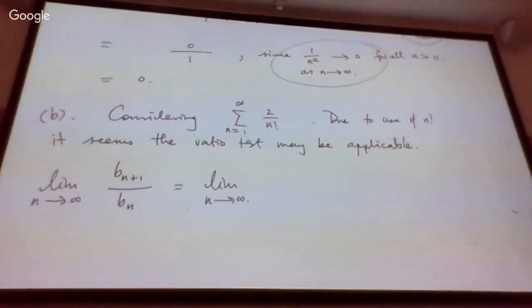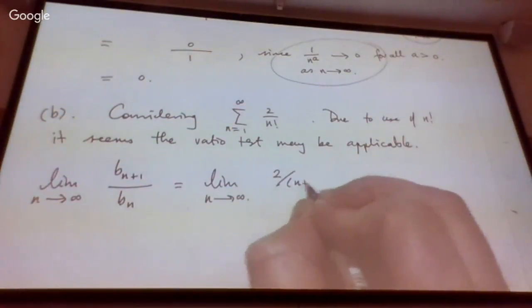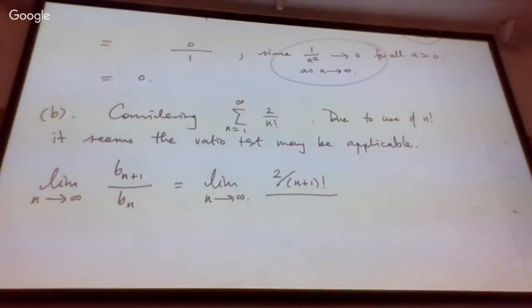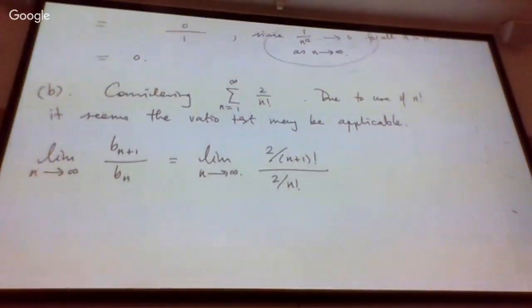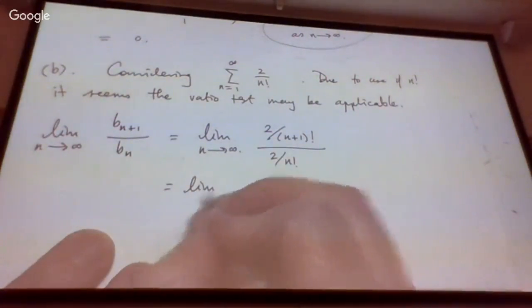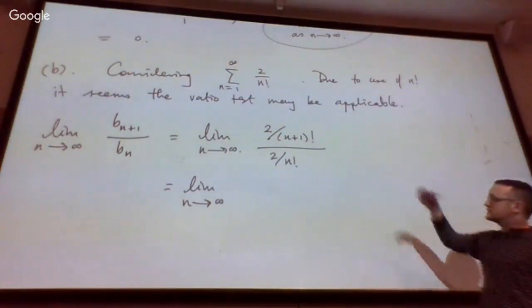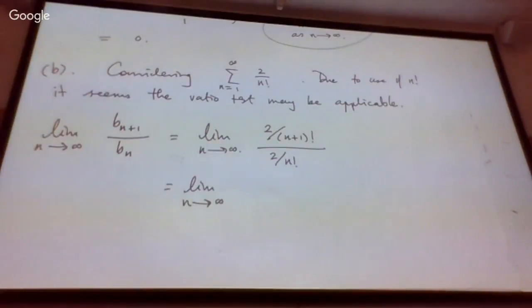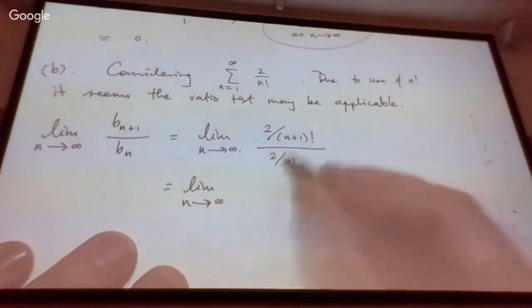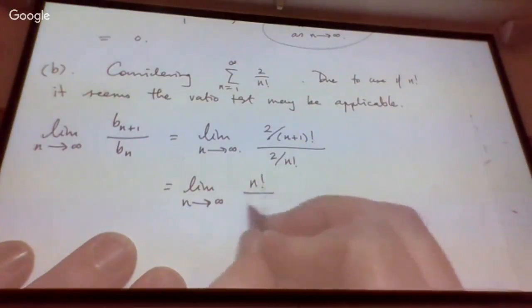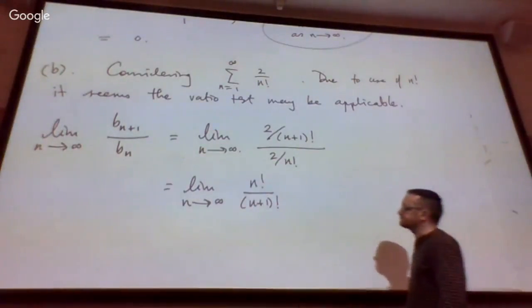Okay, so what is bn plus 1? Bn plus 1 is 2 over n plus 1 factorial. And that's divided by bn, which is 2 over n factorial. And just working with your fractions accurately, there's a factor of 2 in the numerator and denominator of the overall fraction. And then you've got a denominator in the numerator and a denominator in the denominator. So this will come to n factorial over n plus 1 factorial. Okay, just by manipulating the fraction.